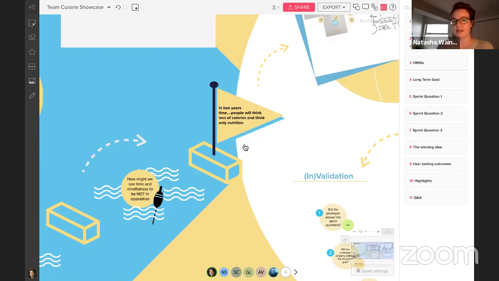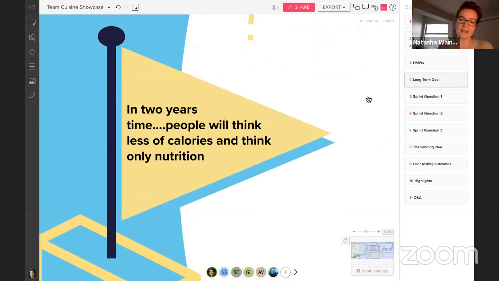And so we imagined that in 2 years' time, if our solution was successful, people will think less of calories and think only of nutrition. And so that would be an ideal outcome that brought together that time pressure in life meaning less time for nourishment, and solved it by creating more time for nutritious and delicious food.